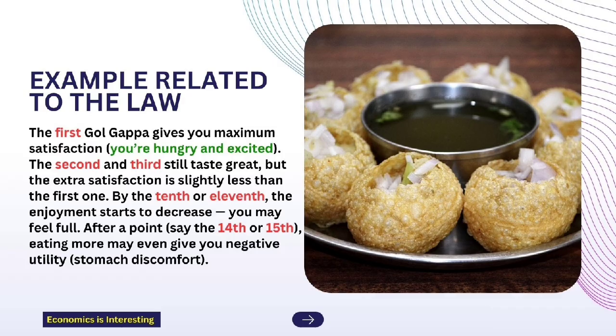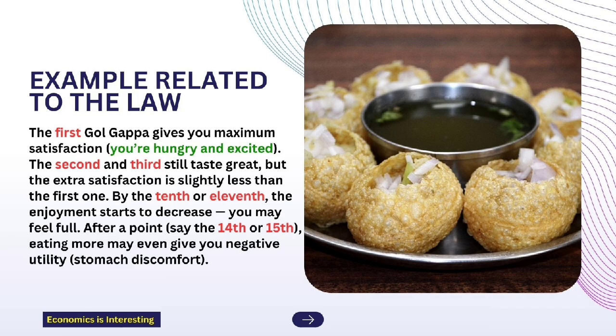After a point, say the 14th or 15th golgappa, eating more may actually make you uncomfortable or give you a stomach ache. At this stage, satisfaction becomes negative. This shows that each extra unit gives less and less satisfaction, which is exactly what the law of diminishing marginal utility explains.